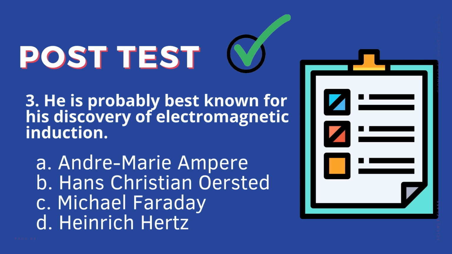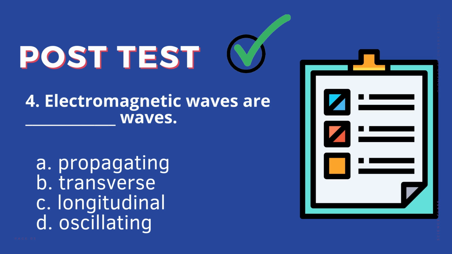3. He is probably best known for his discovery of electromagnetic induction. A. André Marie Ampere. B. Hans Christian Ørsted. C. Michael Faraday. D. Heinrich Hertz. 4. Electromagnetic waves are blank waves. A. Propagating. B. Transverse. C. Longitudinal. D. Oscillating.